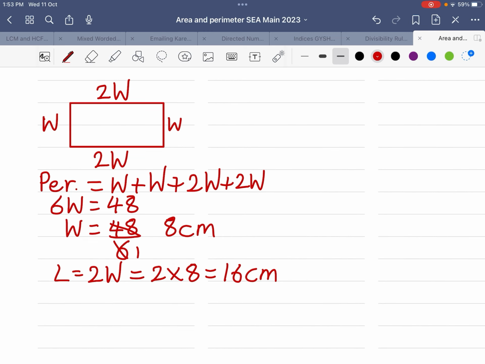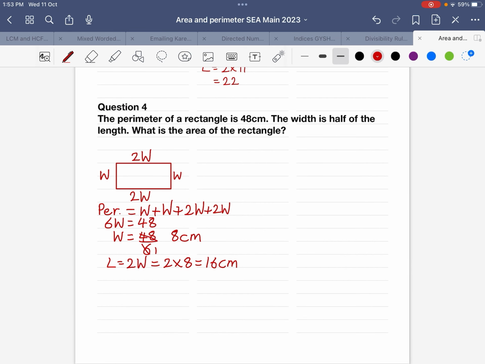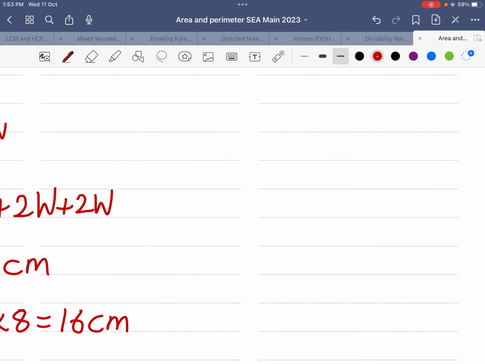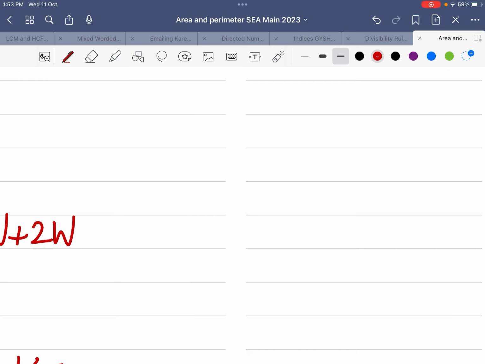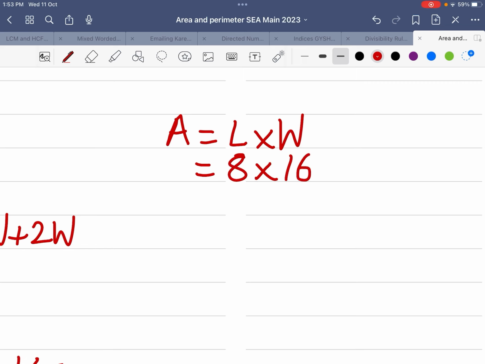So now that we have the length and the width, we can determine the area. So the area of a rectangle is length times width, which is equal to 8 times 16, and that is 128 centimeters squared.